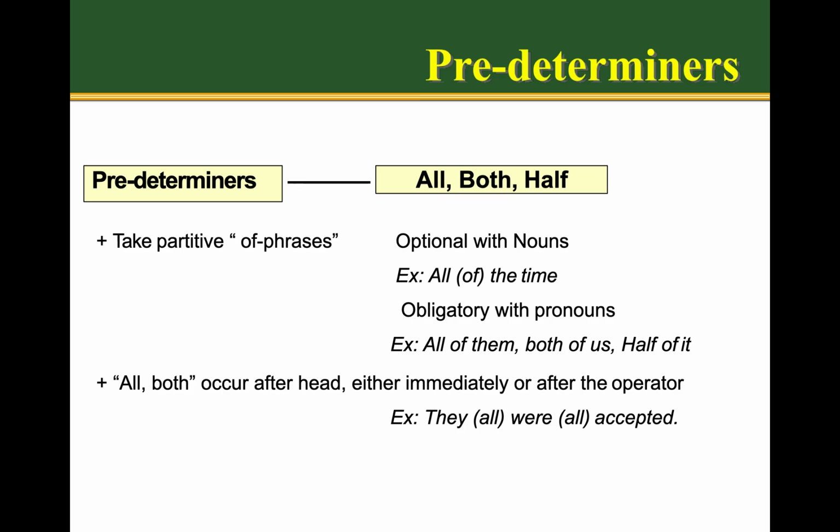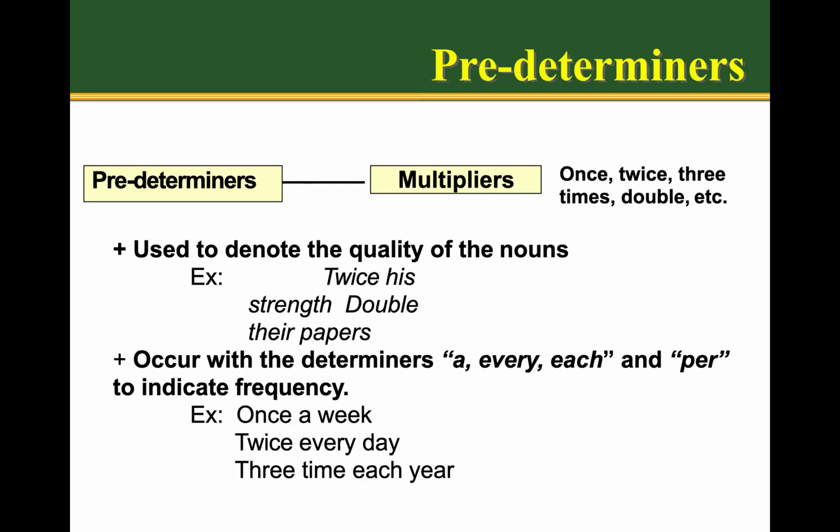All and both can occur after the head, either immediately or after the operator, in some rare cases, which still function as predeterminers. For example, they all were accepted, or you can say they were all accepted. Still, all is a predeterminer to the pronoun they, but it is misplaced. Sometimes it's called a dangling or misplaced modifier.